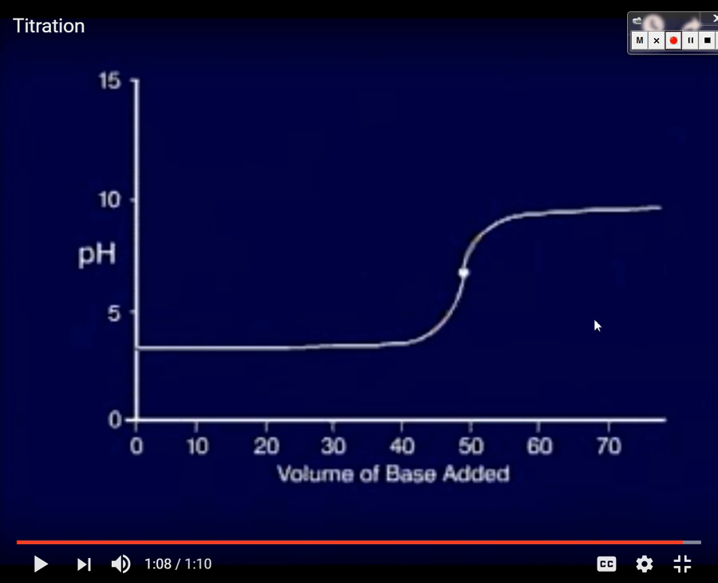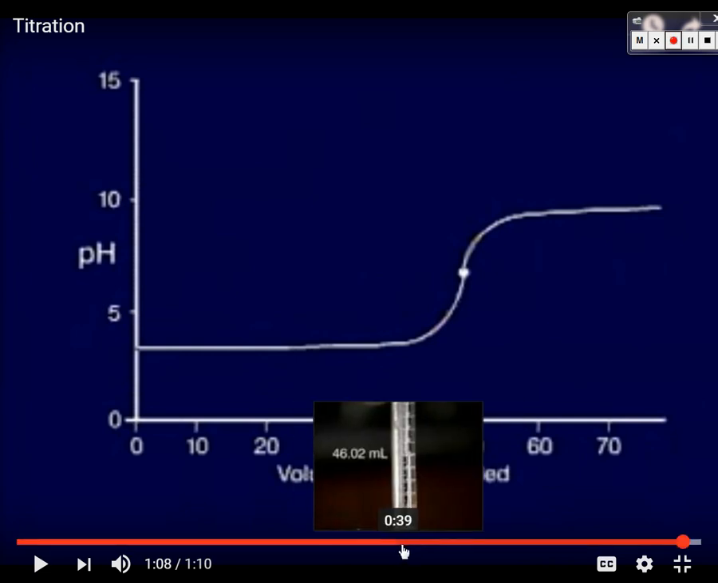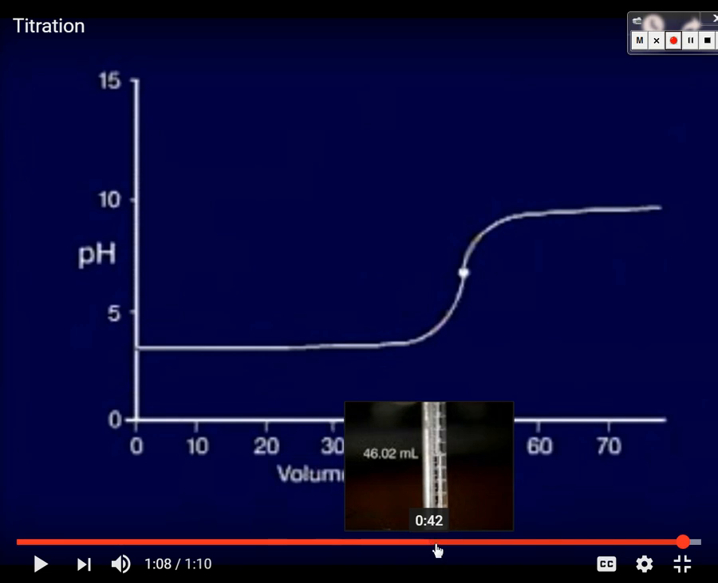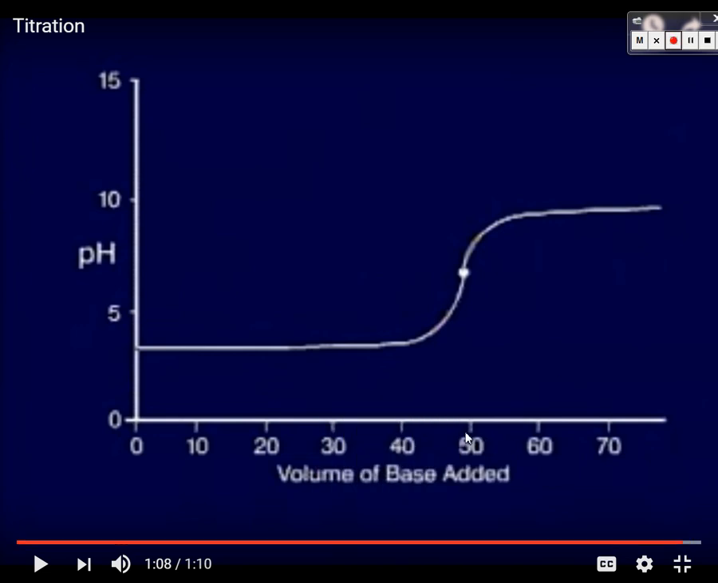We're not going to do the pH one. That's too complicated. Okay. So again, notice where the equivalence point is. At what volume? At about 50. I think it said it was 49, 40-something point, whatever it was. 46.02. So right there, you can barely see it, but 46.02. Because it's where the line becomes the most vertical. Okay?